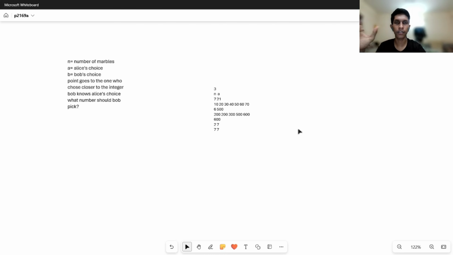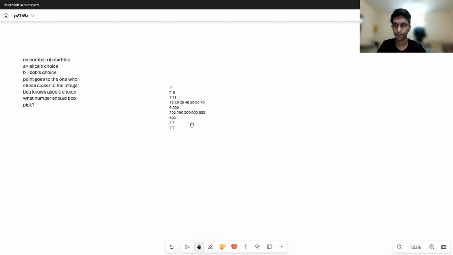Keeping that in mind, what numbers shall we choose? Because the output is not fixed. There are a lot of numbers we can choose from. Like between 30 to 40, there are a lot of numbers. Between 300 and 500, there are a lot of numbers we can choose from. So how do we fix that number? In order to fix that number, we can do one thing.